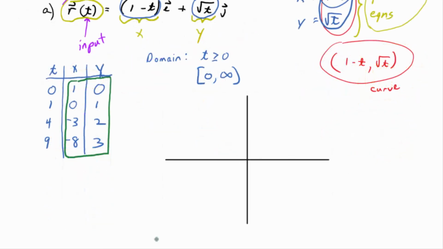So here we go. Let's see. I don't know if I want to plug in the one with 9 as your t value, but I'll plug in the 0, 1, 4. So it looks like it's going negative, so maybe I can fit in the negative 8, 3.